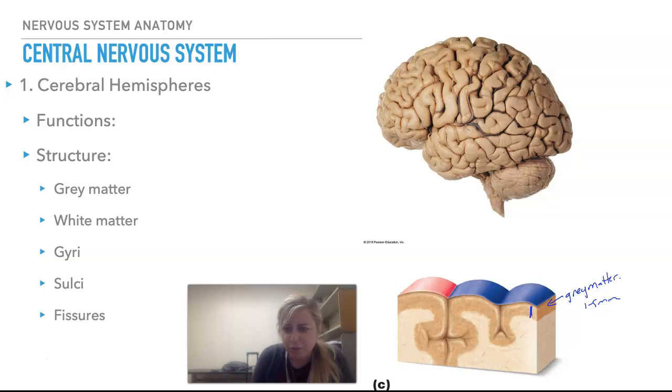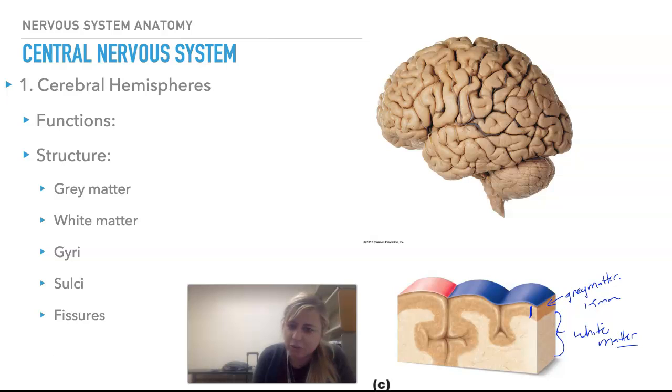And then below the gray matter, you can see deep to it is the white matter. And the reason it appears white is because there is a lot of myelin located in these areas. So there's our white matter.